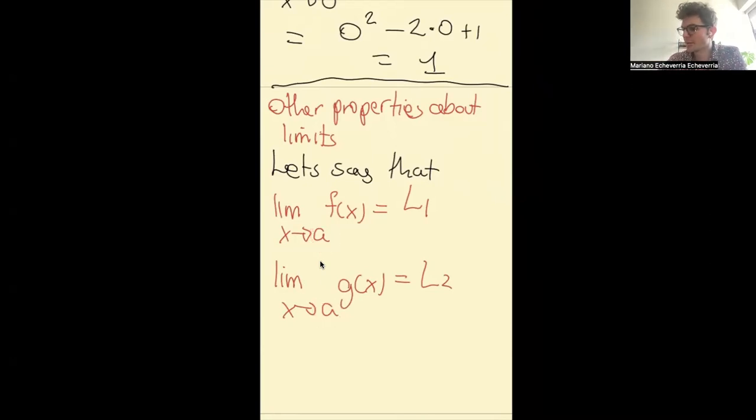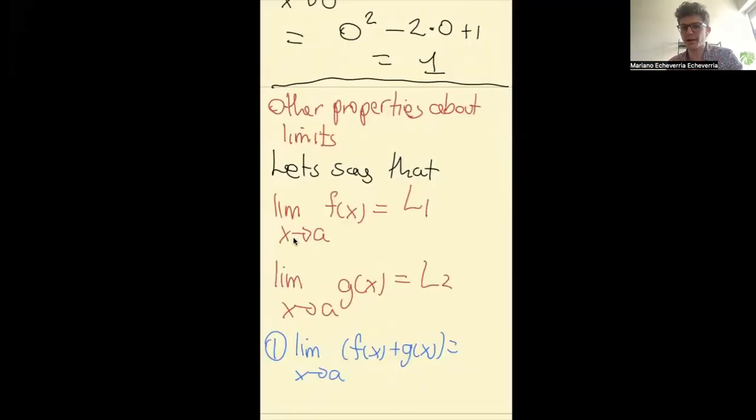So what do you think would be, for example, if you had to make a guess, here's the first property. So let me use a different color. If I asked you to find the limit as x approaches a of f of x plus g of x, what would you guess the answer should be here? The idea is that when you have a limit of a sum, if both limits exist individually, then you can just add them up.